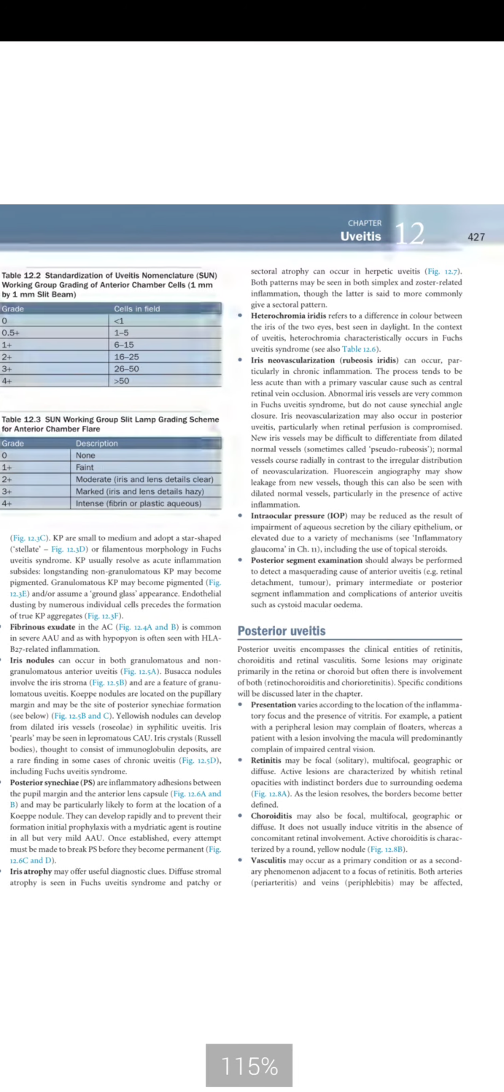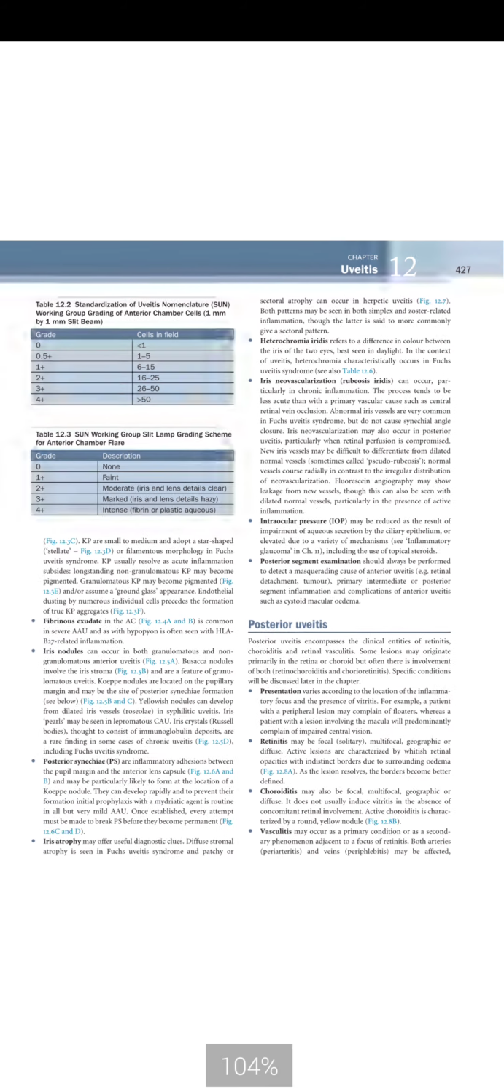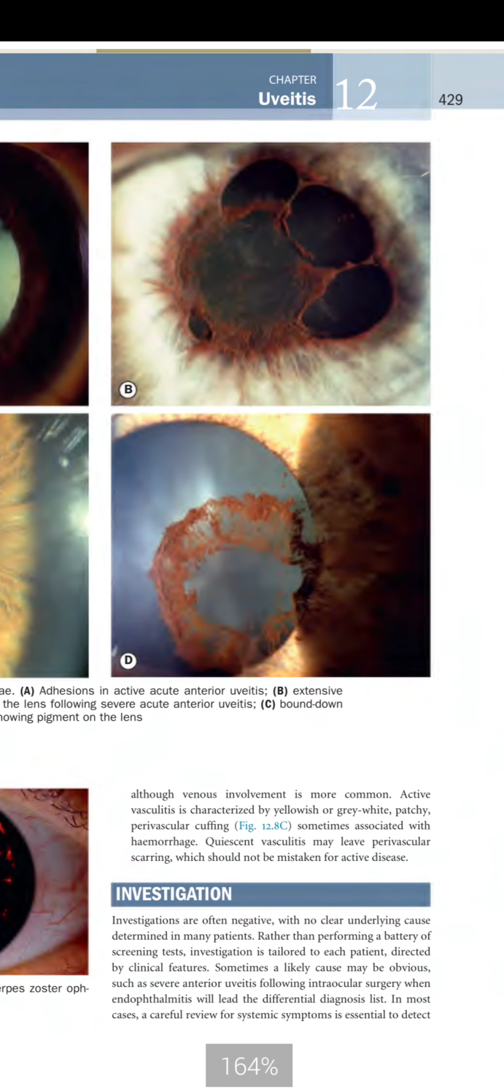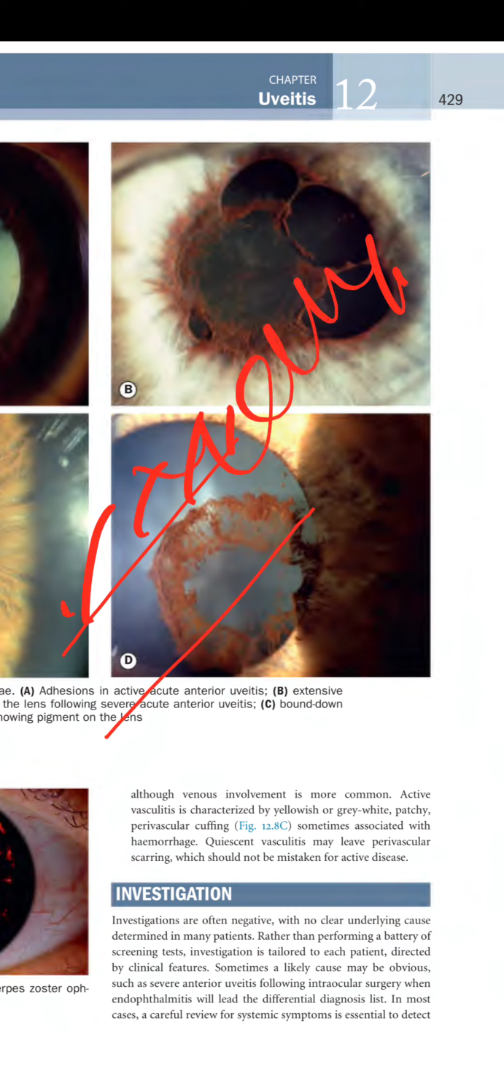So in retinal vasculitis, we're discussing that there can be arterial and venous involvement, or venous involvement alone. Although venous involvement is more common, active vasculitis is characterized by yellowish or gray-white patchy perivascular cuffing. So basically along the vessels there will be cuffing, which is going to be yellowish or gray-white, sometimes associated with hemorrhage. Quiescent vasculitis may leave perivascular scarring, which should not be mistaken for active disease. So when the disease is not active, it is going to leave scarring.